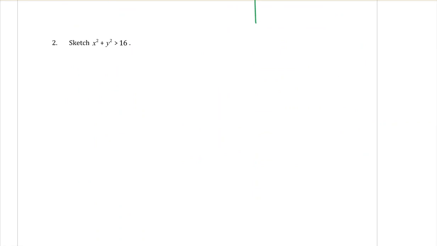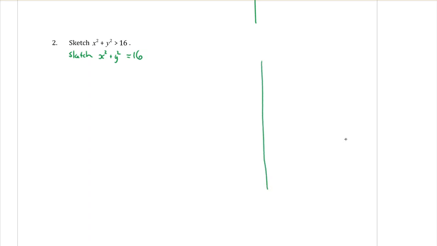This time we want to sketch x squared plus y squared is greater than 16. So just like last time, we're going to sketch it as if it's just a normal x squared plus y squared is equal to 16. And hopefully you know what type of graph that is. What is it? A circle. Excellent. What's the radius of the circle? 4. And I probably should have asked this already. Where's the center? The origin. Okay, so it's a very basic circle with a radius of 4.